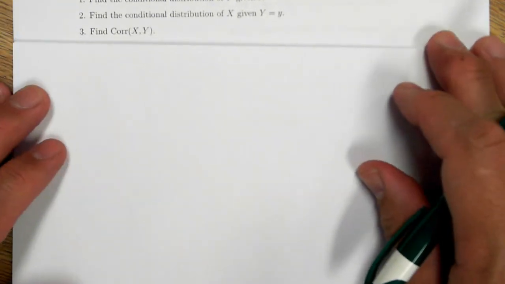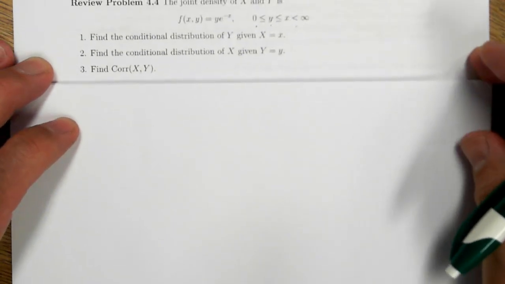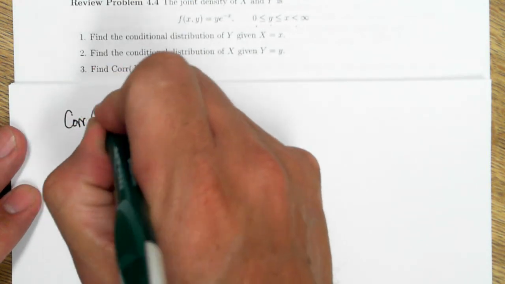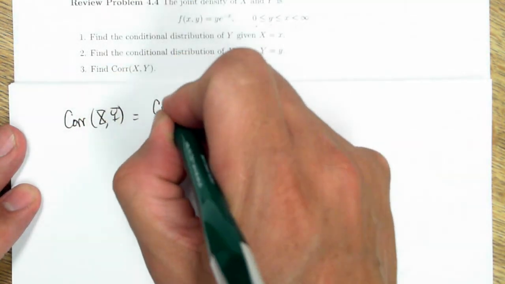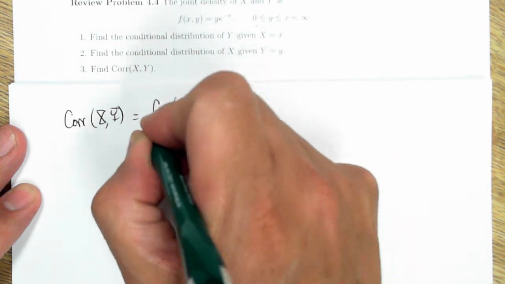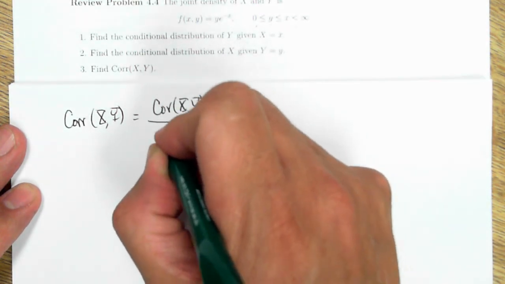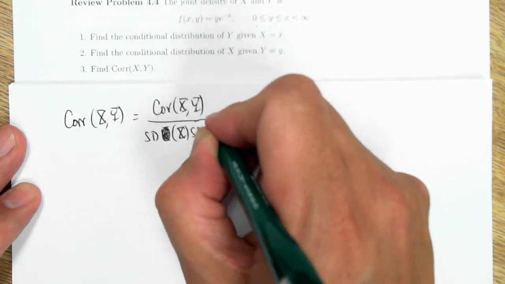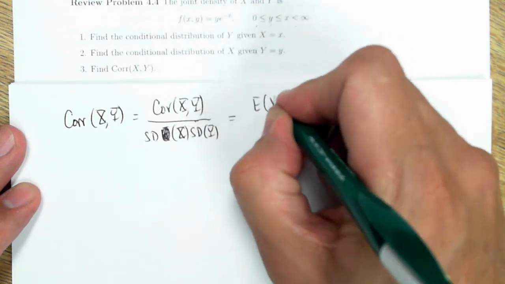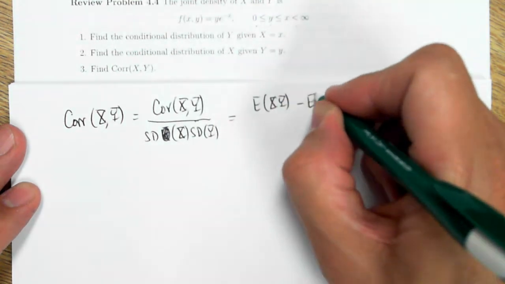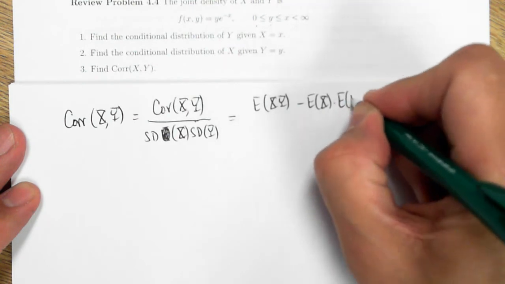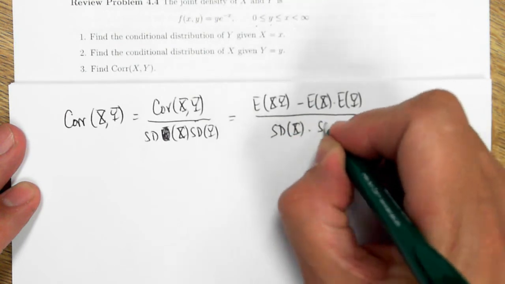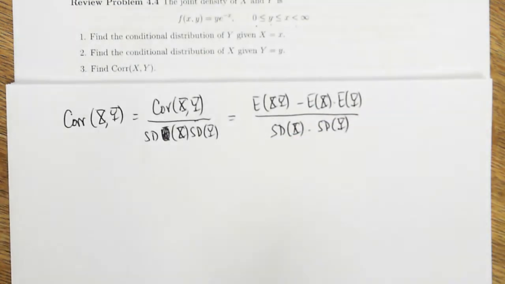Okay, part 3 is to find the correlation of x and y. To do the correlation, I remember that the correlation of x and y is equal to the covariance of x and y divided by the standard deviation of x times the standard deviation of y. And the covariance is the expected value of x times y minus the expected value of x times the expected value of y. So I've got a few things that I need to compute.